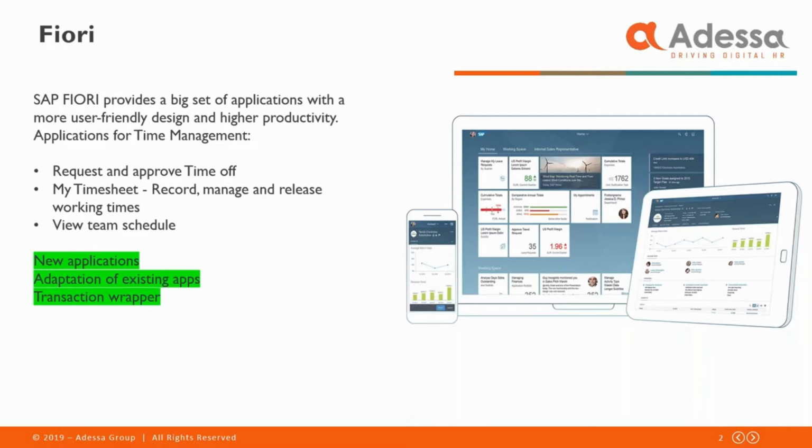Fiori is a complete set of applications. For now, there are more than 10,000 applications in the Fiori catalog. It could be brand new applications, but also adaptations of existing apps, and also a transaction wrapper, which is mainly used to provide access to existing backend transaction codes, but with a Fiori look and feel.